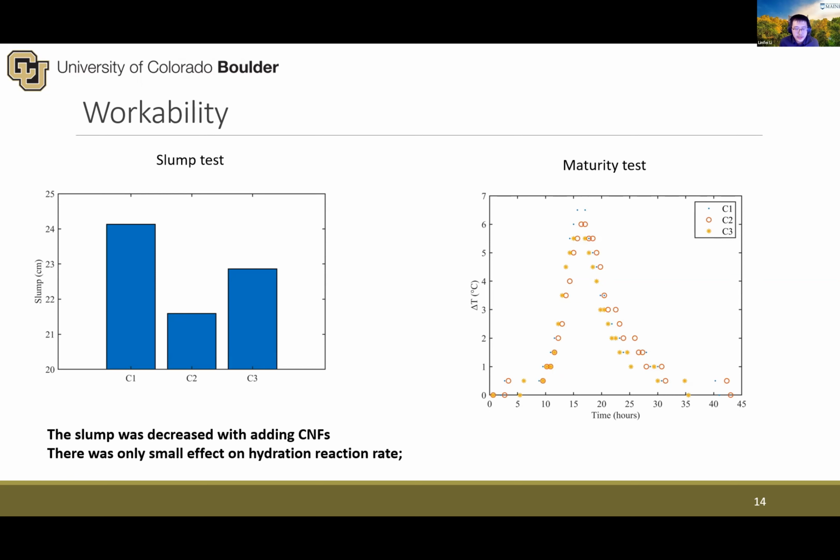And we also did the material test. We captured that adding the carbon nanofibers is going to retard the hydration process. This is different from the classic nucleation effect, but we explain this by the retardation from the high range water reducer actually.